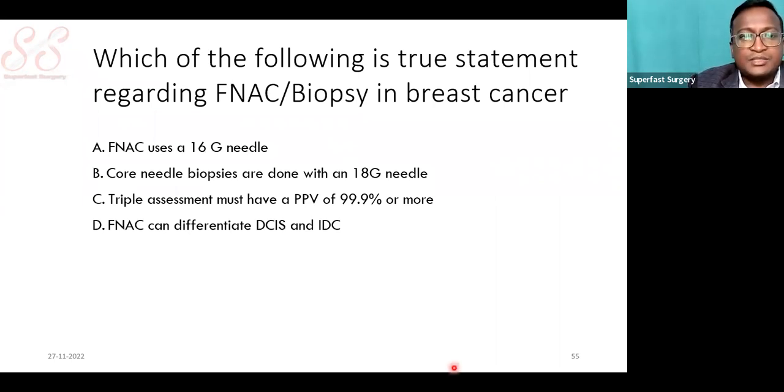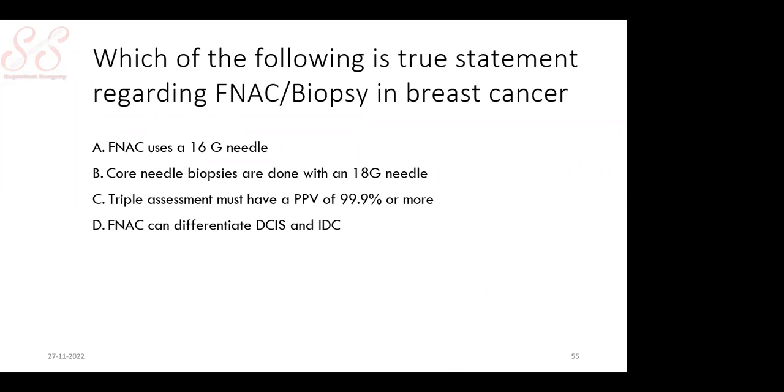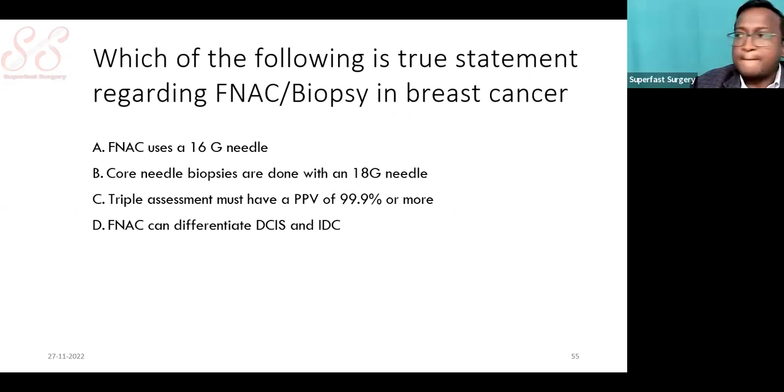Let's test ourselves with this MCQ. Which of the following is a true statement regarding FNAC biopsy in breast cancer? True statement. Yes, C is the true statement. We already discussed that, but let us discuss the other options as well.